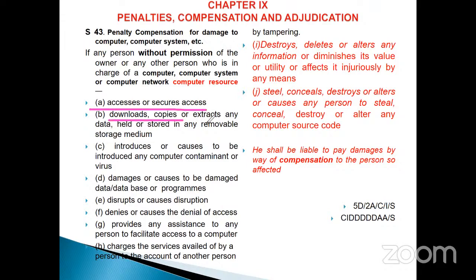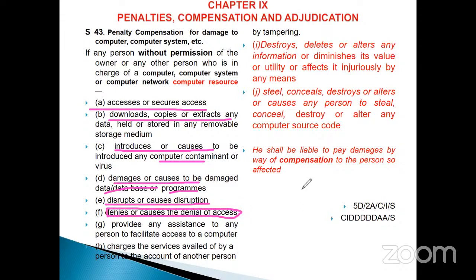Number 2, downloads or copies or extracts any data. Number 3, introduces or causes any computer contaminant. Number 4, damages or causes to be damaged any computer database or programs. Disrupts or causes disruption. Denies or causes the denial of access. What is denial of access?